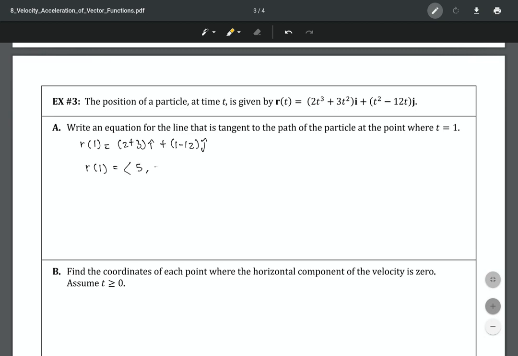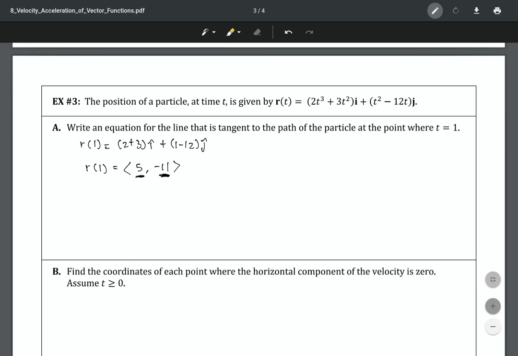And I'm going to choose to write the vector like that, but you can still write it as 5i minus 11j. Doesn't matter. Okay, so here's the derivative then. And by the way, also, a good thing to note here is that this is actually a coordinate on the graph. Even though I wrote this in vector form, this is actually a coordinate on the graph. Okay, so moving on. So now I have my point.